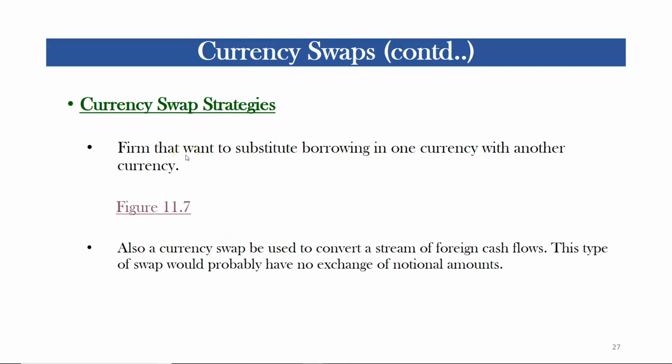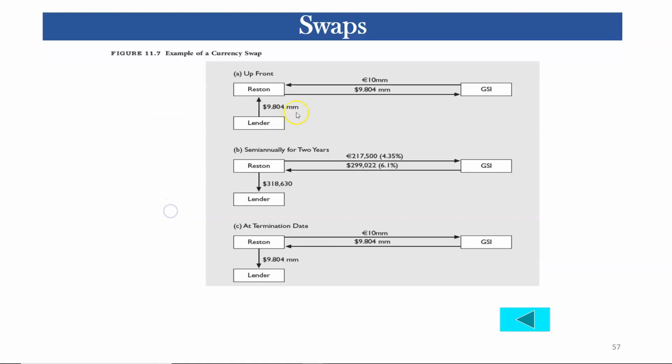Currency swaps can be used to substitute borrowing in one currency with another currency. For example, a US firm may borrow in dollars, such as Reston Technology, and then exchange it for euros, thus effectively converting its dollar loan into a euro loan. This is shown in figure 11.7. We have just worked out this example.